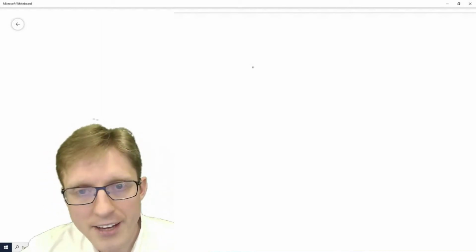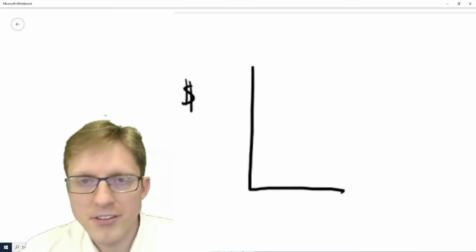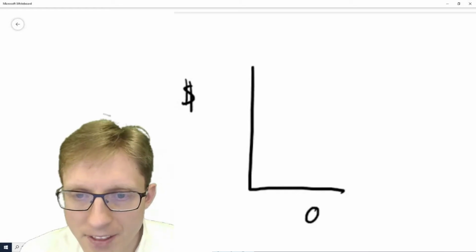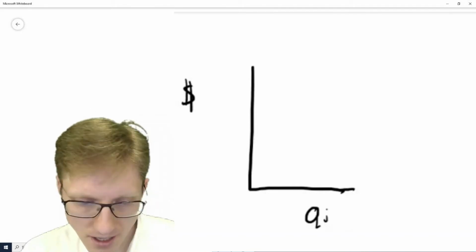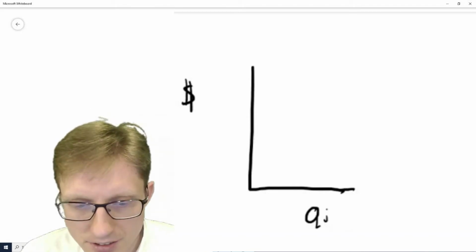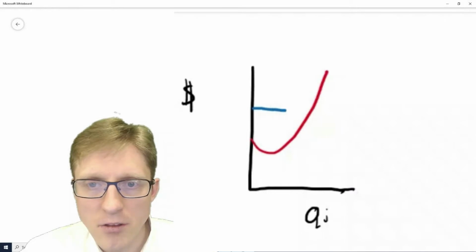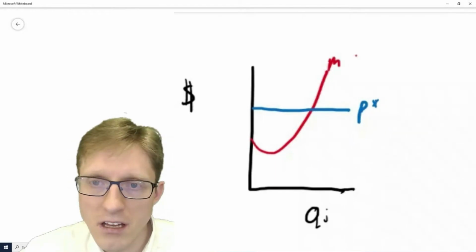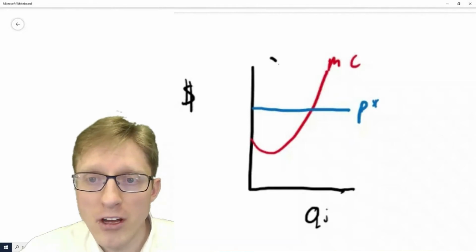So suppose that this graph shows dollar amounts, or you can think of this as price or average cost, on the vertical axis, and the quantity that this firm produces on the horizontal axis. And we'll assume that there is some marginal cost curve, and then we'll have the market price. Remember that firms in perfectly competitive markets are price takers. And I'll draw the average total cost curve, which is above price everywhere.